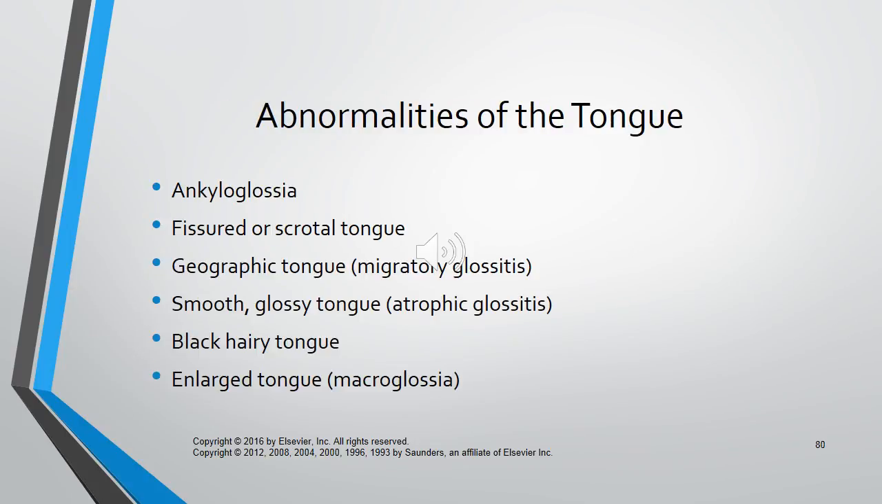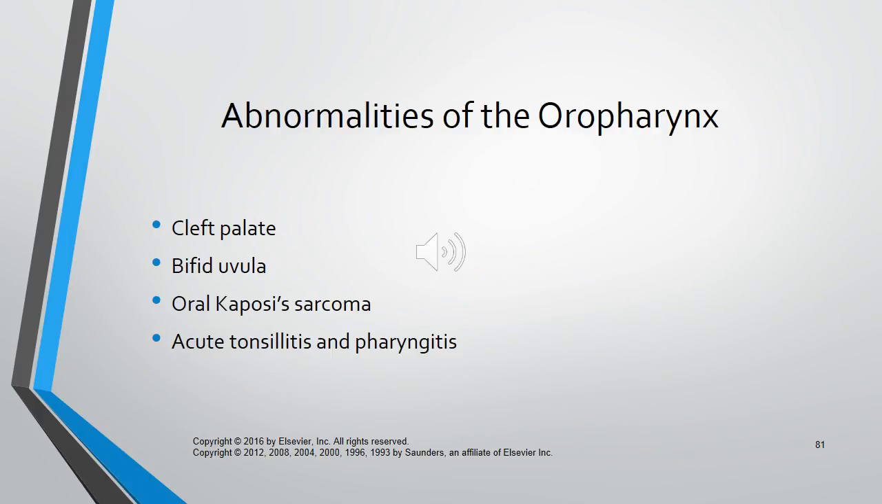Some more abnormalities of the tongue. Again, look in your book, familiarize yourself with these pictures. These aren't things that you're going to see very commonly, but sometimes it's nice to put an image with a word that you may read in a chart. And lastly, some abnormalities of the oropharynx. So, cleft lip could extend all the way back to include the palate, bifid uvula, oral Kaposi's sarcoma, and acute tonsillitis and pharyngitis. Again, all of these terms have pictures in the book, so take a look at them. Put the words with the pictures.